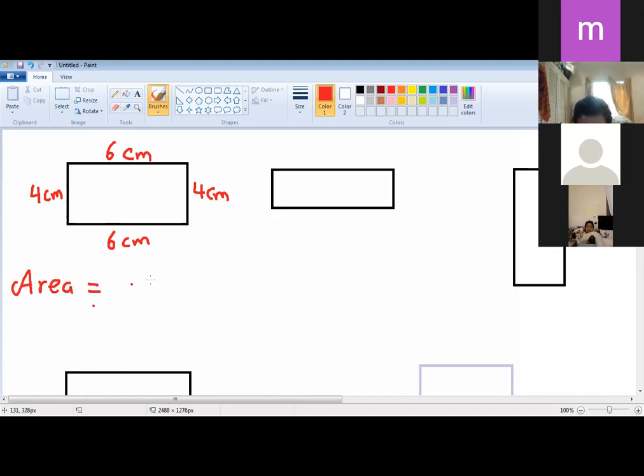For this one, the rule to find the area is to multiply the length by width. Length by width. So what is the area? I will multiply.